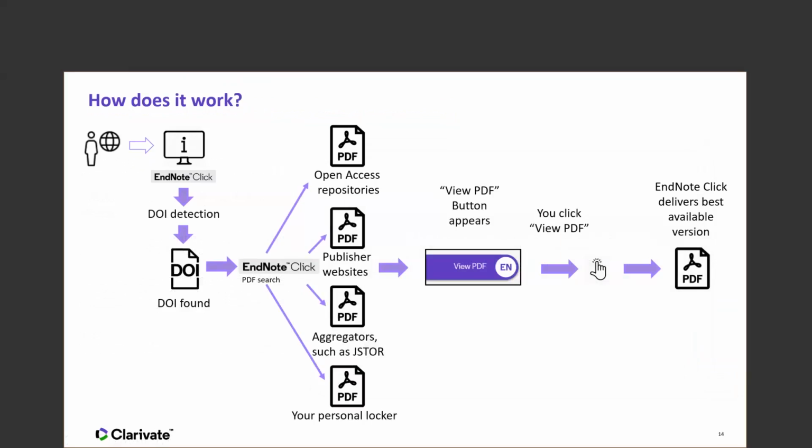This is how it works once I have installed it. When I am on a page and EndNote Click detects a DOI, that's Digital Object Identifier, a universal identifier of something on the internet, it starts searching in all the pages, legal pages, repositories, and publisher websites mainly. It lasts only a few seconds, and after a few seconds, if I am lucky, I'm going to see that button on the page, and I only have to click once to get access to the PDF.